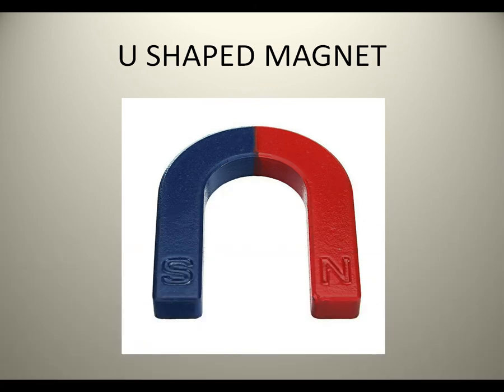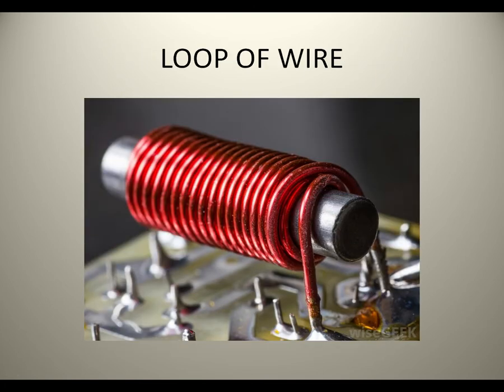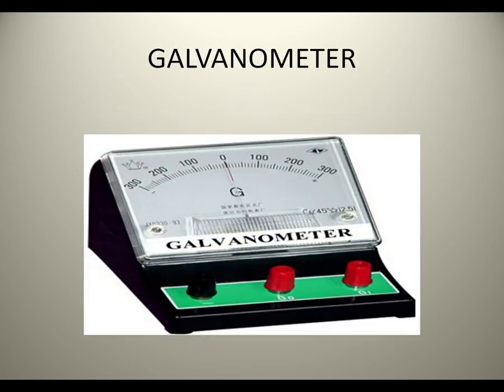This is a U-shaped magnet. It has a north and south pole. On the right hand side, the red portion is the north pole, and this blue portion is the south pole. This is called a U-shaped magnet. This is a loop of wire, a wire which is looped. This red one is the wire which we need to generate electricity. And the third thing we need is a galvanometer. This is a device which will help us find out whether the electricity is induced or not.